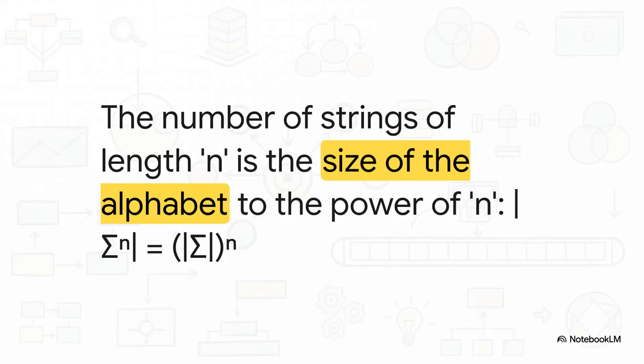And this all leads to a simple but incredibly powerful formula. If you want to know how many strings of a certain length you can make, you just take the size of your alphabet and raise it to the power of that length. This lets us calculate the size of these sets instantly, without having to write them all out one by one.